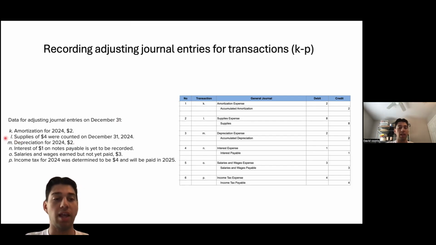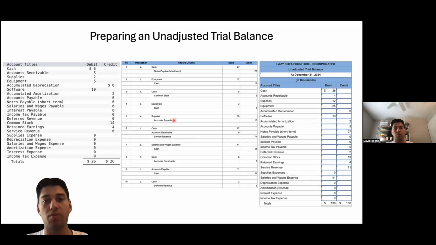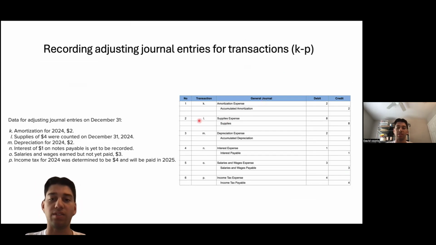We have L, supplies for $4. We're counting on December 31st. So if you look back into the ending balance of the supplies, and the ending balance of the supplies of $4, you know that the supplies were 12. So you subtract 12 minus 4, so the expense is 8. So you debit supplies expense for 8, and then you credit supplies because they were going out. You decrease the amount of supplies by crediting it.